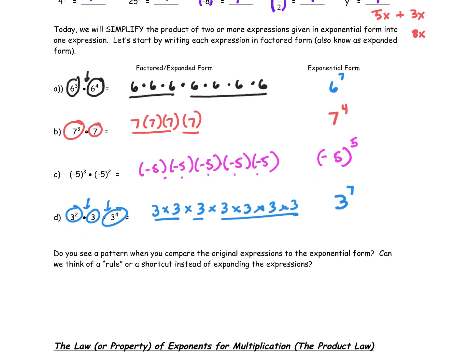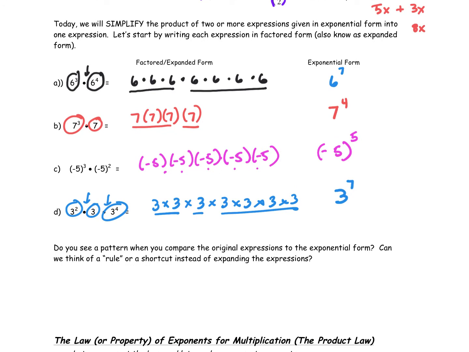So do you see a pattern when you compare the original expressions to the exponential form? Could we start with the original and get to here without having to expand it? Are you noticing, or can you think of a rule or shortcut instead of having to expand it each time?